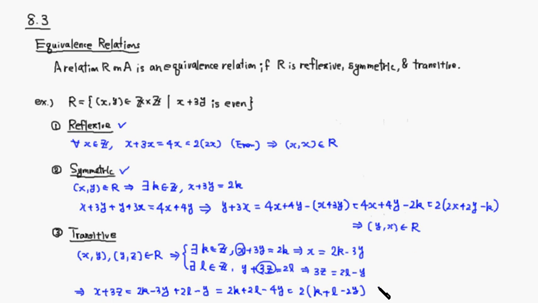Which tells you that this is even. So therefore, we know that x is related to z by this relation. So it is transitive. Therefore, this makes it an equivalence relation. That's it. I hope that this was clear.